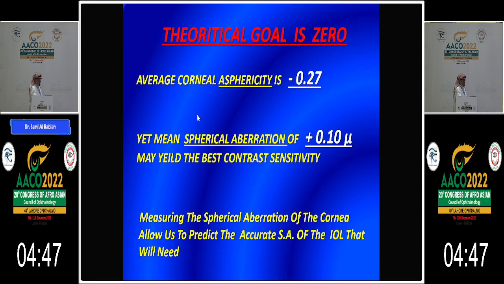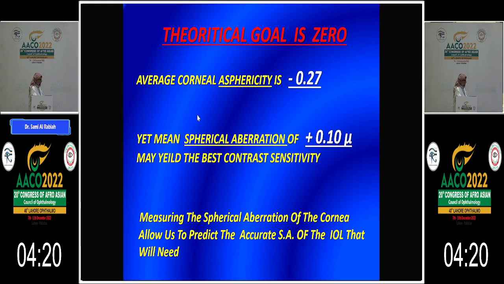I'm afraid of time. Now, we said theoretically the average corneal asphericity is about minus 0.25, but yet the mean spherical aberration is plus 1. You may say, how minus and plus? This is spherical aberration, and this is asphericity. Asphericity is related to the cornea. Spherical aberration is related to the point of fixation on the retina. So don't mix these together.